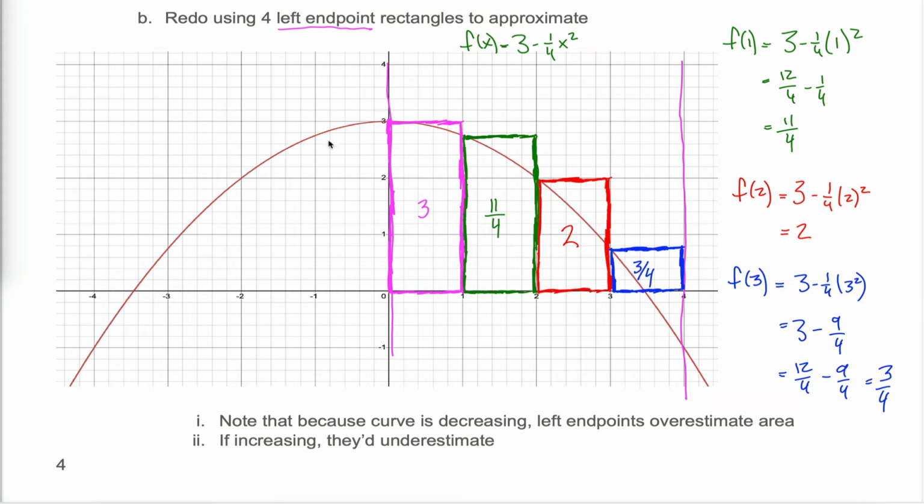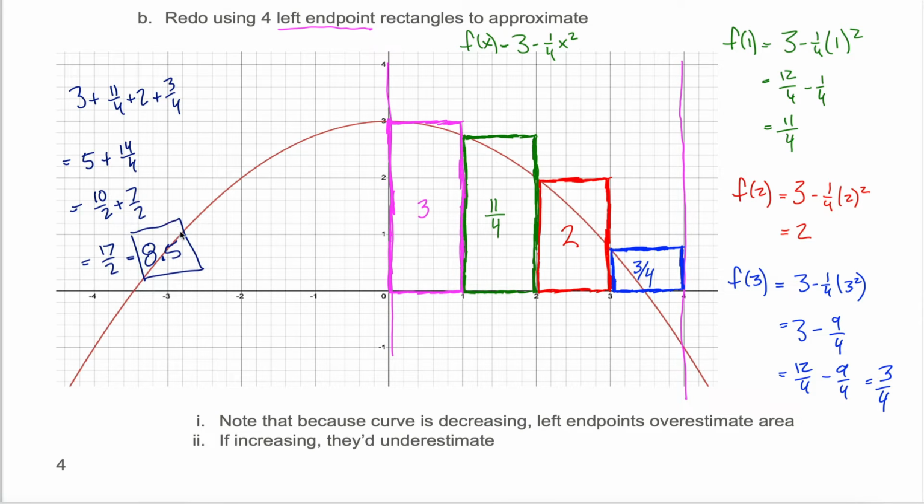I could estimate the area underneath this curve in red by adding up these 4 areas. 3 plus 2 plus 3/4 plus 11/4. So I get 5 plus another 14/4. And for 5 plus 14/4, I can reduce this fraction and make it 7/2. And I can call this 10/2. And 10/2 plus 7/2 gives me 17/2. In other words, 8.5. The approximate area underneath this curve is 8.5.